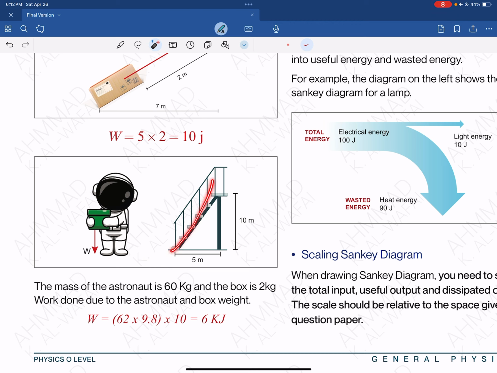And he's going up. So what is the distance that is parallel to the force? That is the 10 meters. So simply, the work done is equal to the force multiplied by the distance. The distance was 10 meters, so this gives you about 6 kilojoules. Okay? This is in very simple terms.